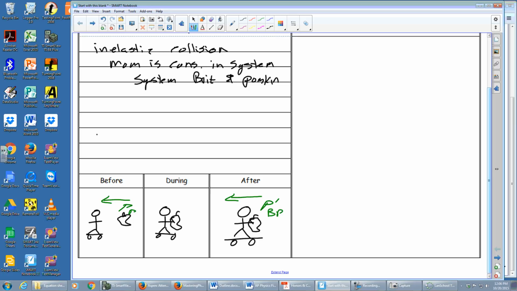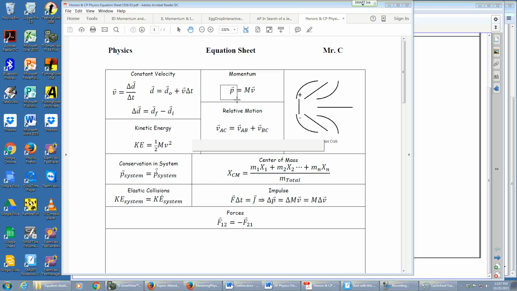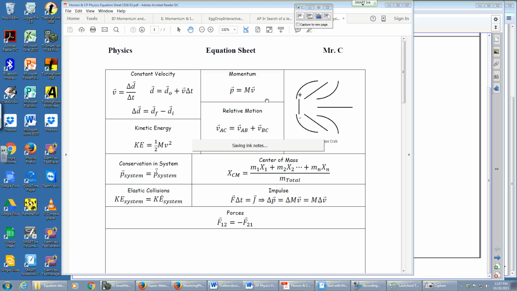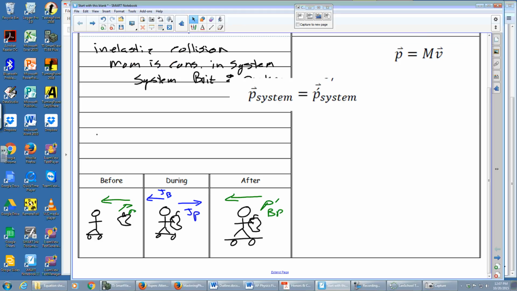During this, there's going to be an impulse on Brittany, and therefore there has to be an equal and opposite impulse on the pumpkin. And that would give me full credit for my y. So then I would move on to my how. Because it's a conservation of momentum problem, I'm going to grab my conservation of momentum equation. And it'd probably be good to remind myself what the definition of momentum is. And so now I've got those to use over here in my how part.